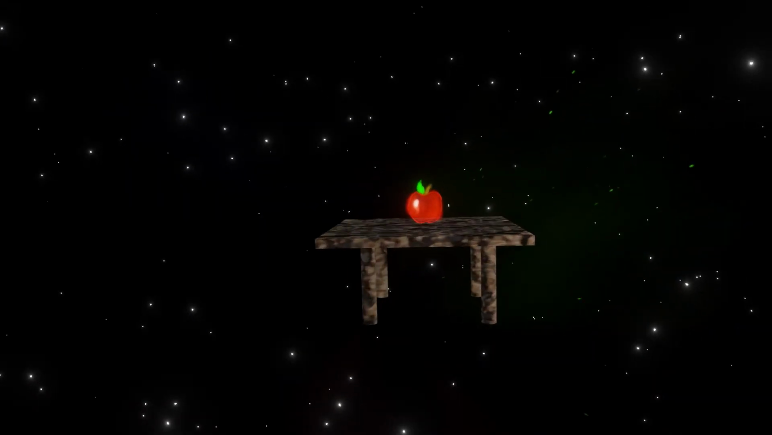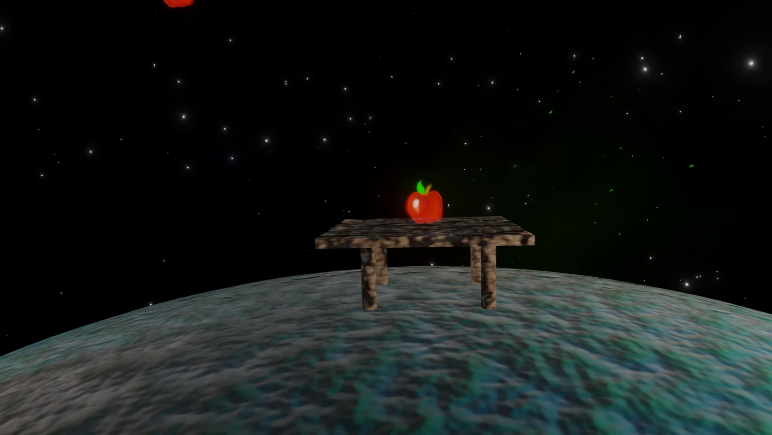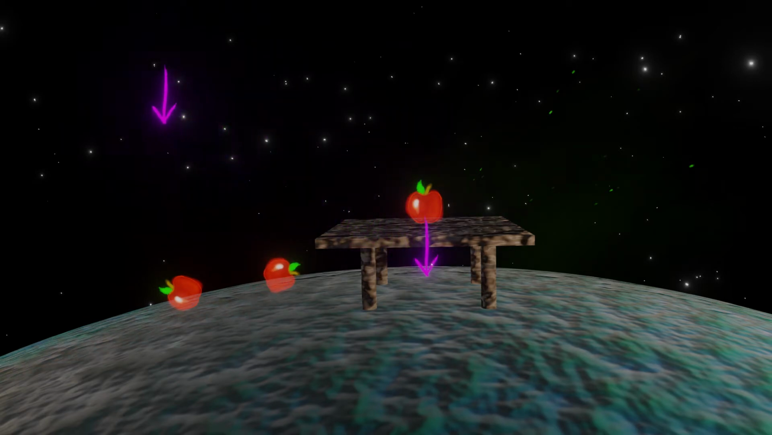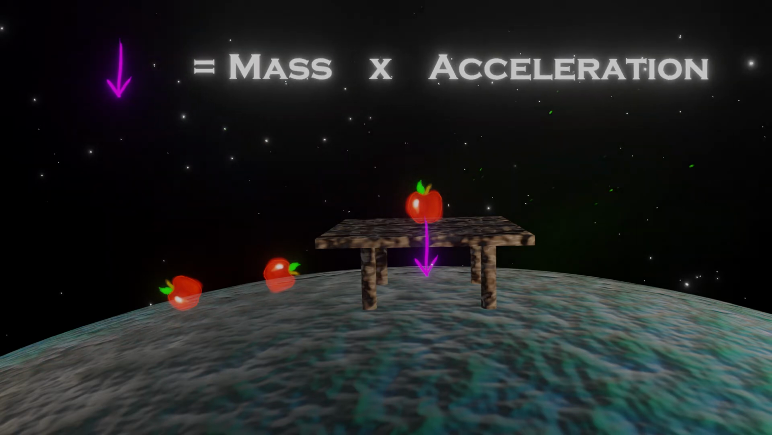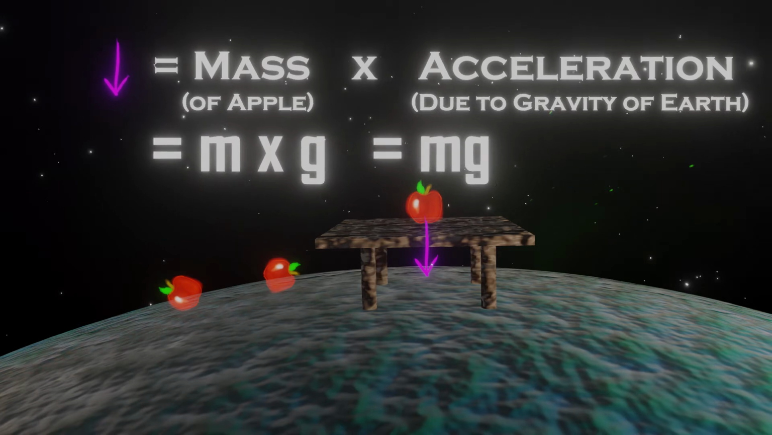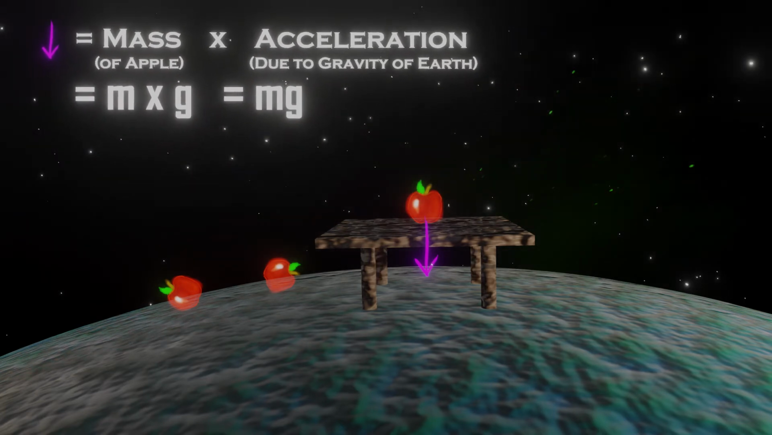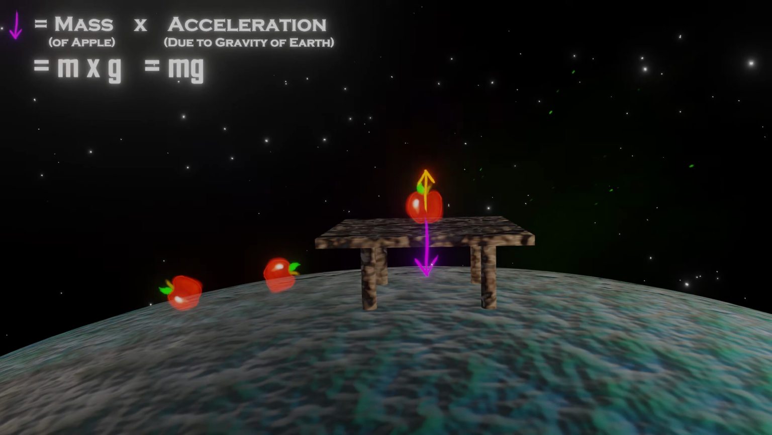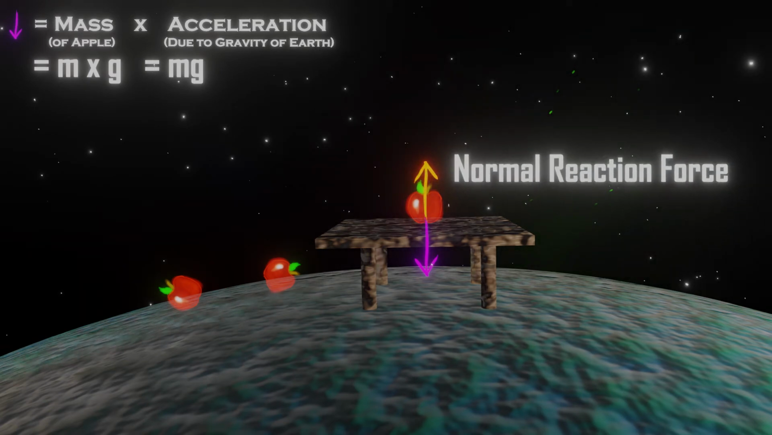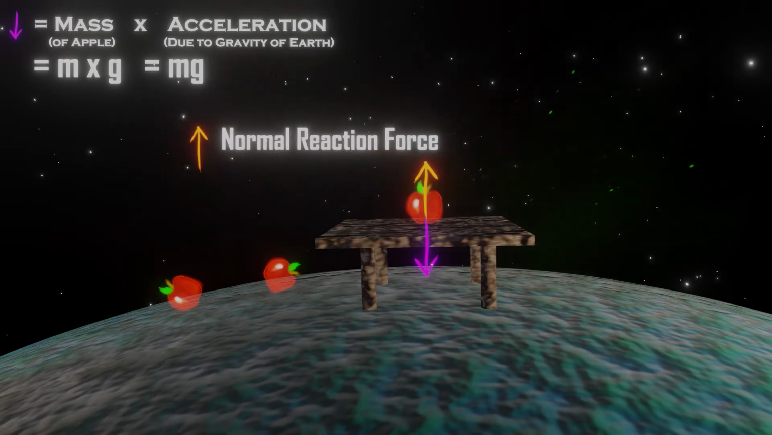Let's take for example this apple placed on this table that is placed on the surface of this planet. We all know that a planet exerts a gravitational force on the apple, pulling it downward. From Newton's second law, we can calculate that the force is equal to the mass of the object times the acceleration due to gravity, often written as mg. Now, most people will say that there is no motion in the apple due to Newton's third law, which provides the normal reaction force from the table onto the apple. However, this is where it gets tricky.